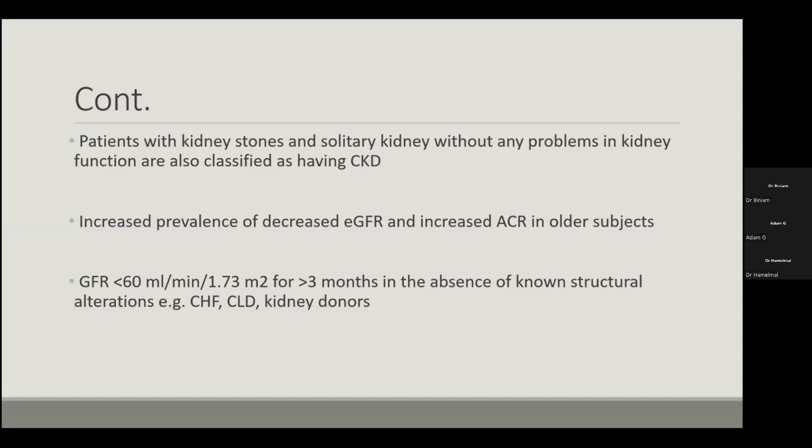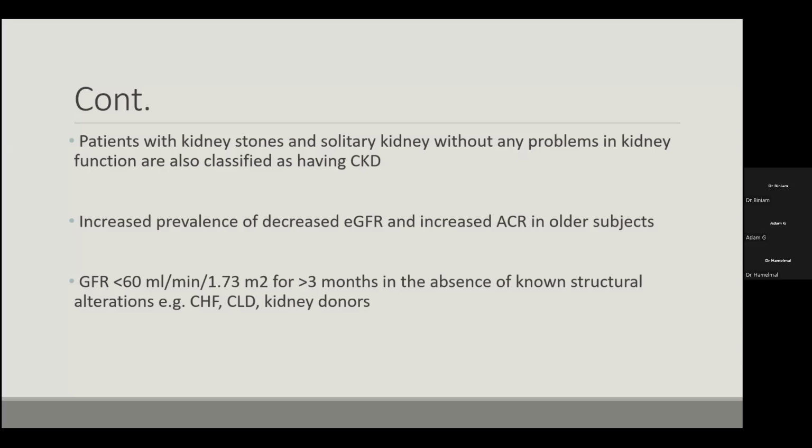GFR declines by 1 ml per minute per year. That decline is normal because it's age-related, and more nephron loss is manifested in older individuals. So you have to account for these older subjects, and you can't classify them as having decreased GFR. You have to correct for age as GFR decreases normally.